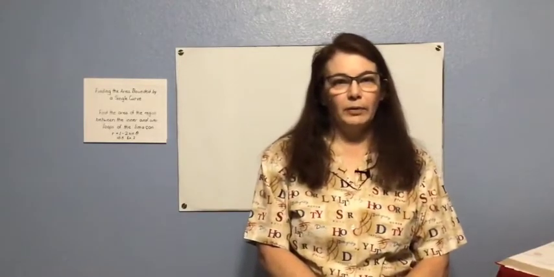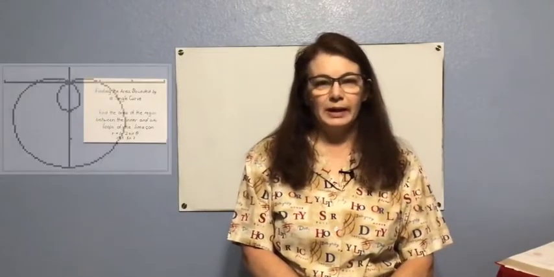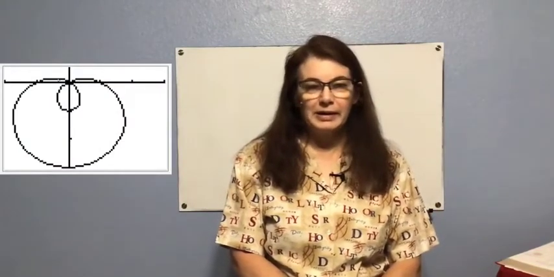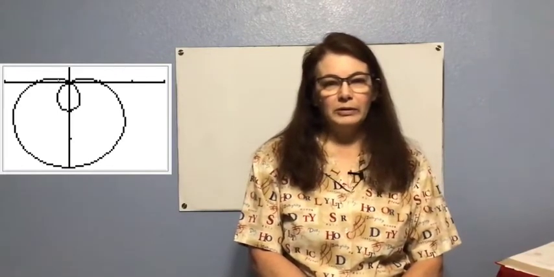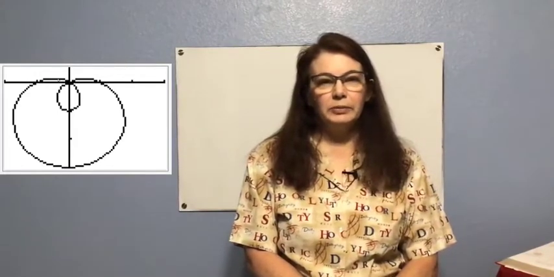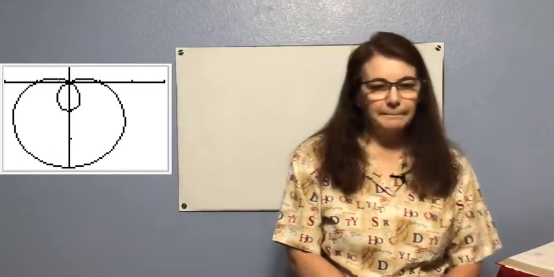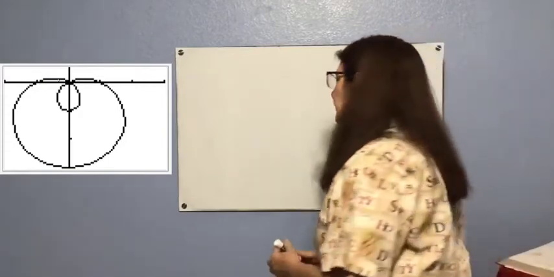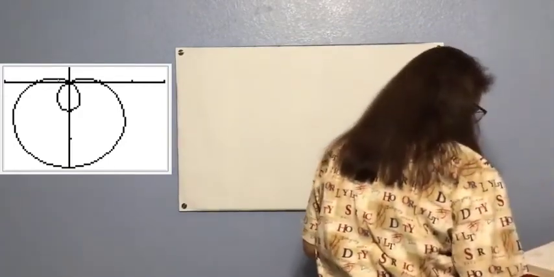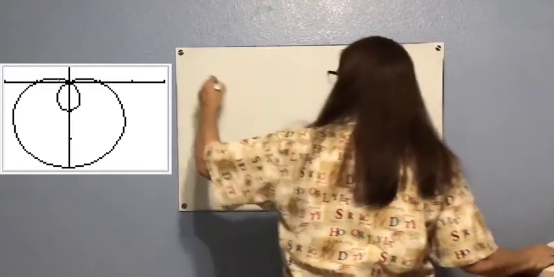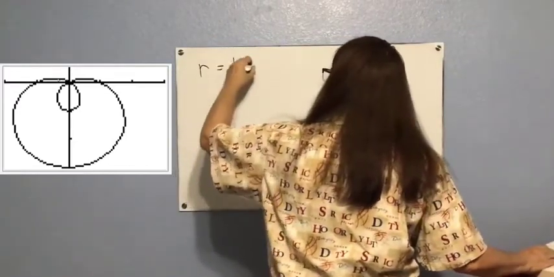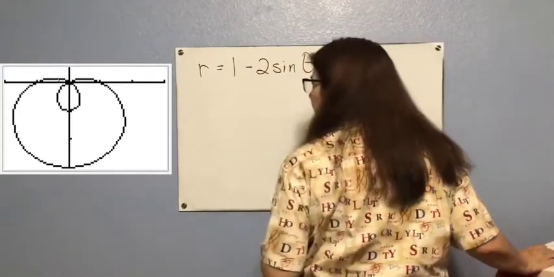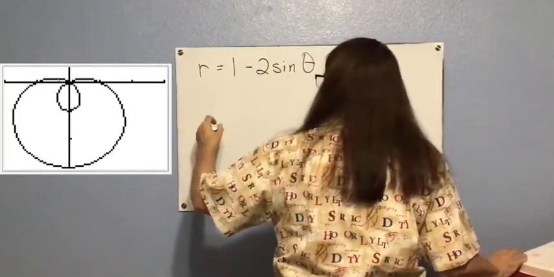In our next example, we'll be looking at a shape called a limaçon, called that because it looks a little bit like a lima bean. And we'll be looking at the area in between the two loops of the limaçon. Okay, here's a picture of the limaçon, and here's its equation. r is equal to 1 minus 2 sine theta.